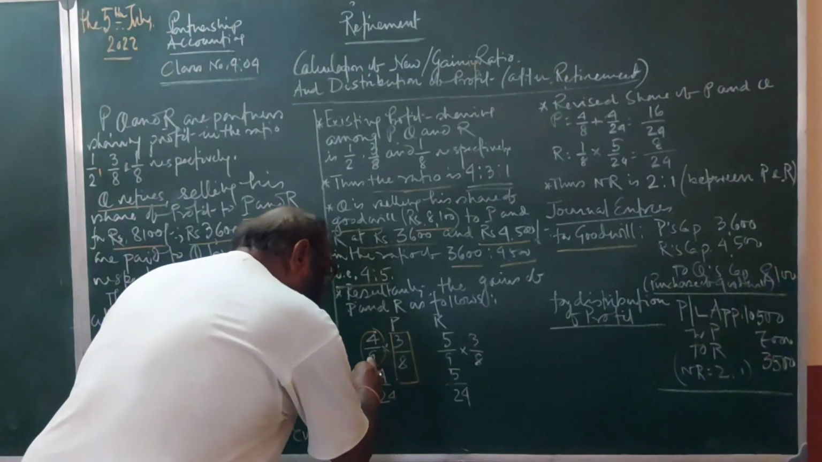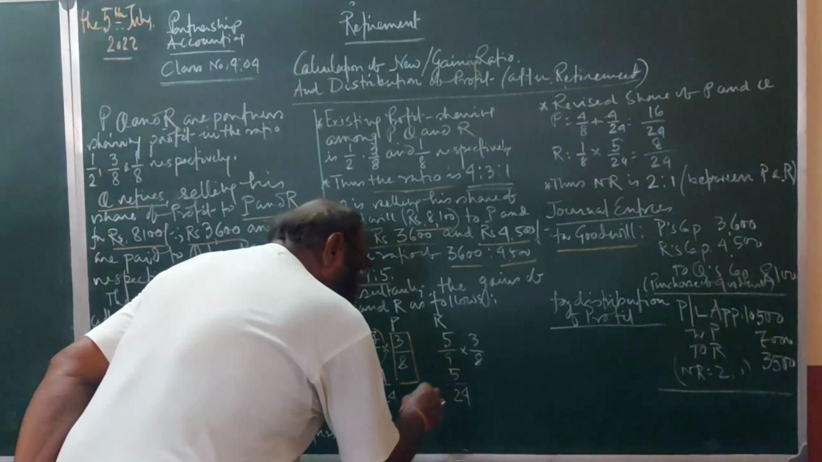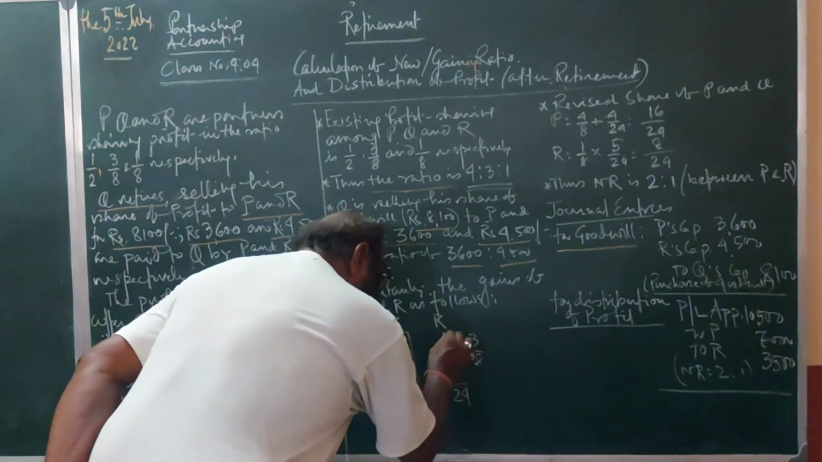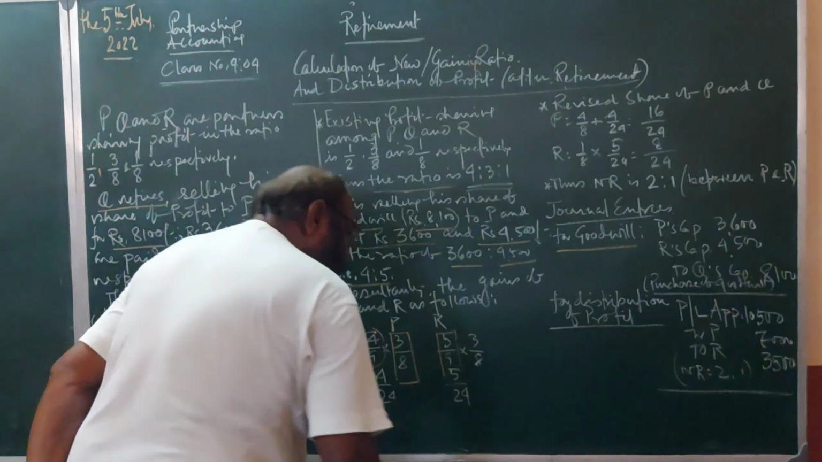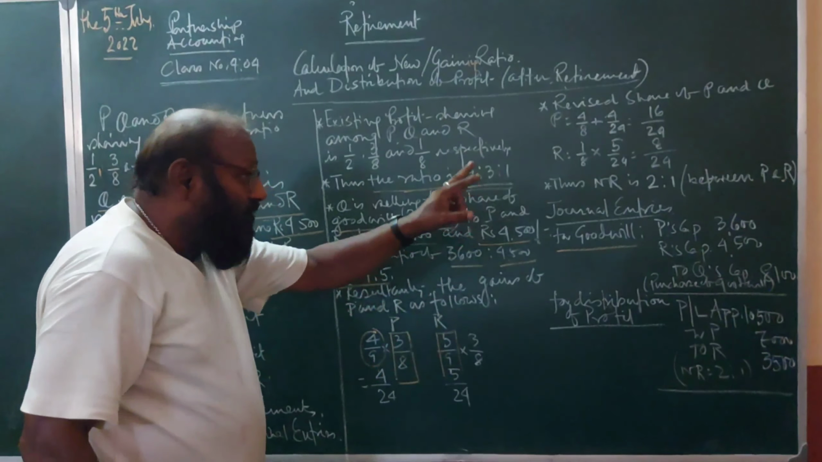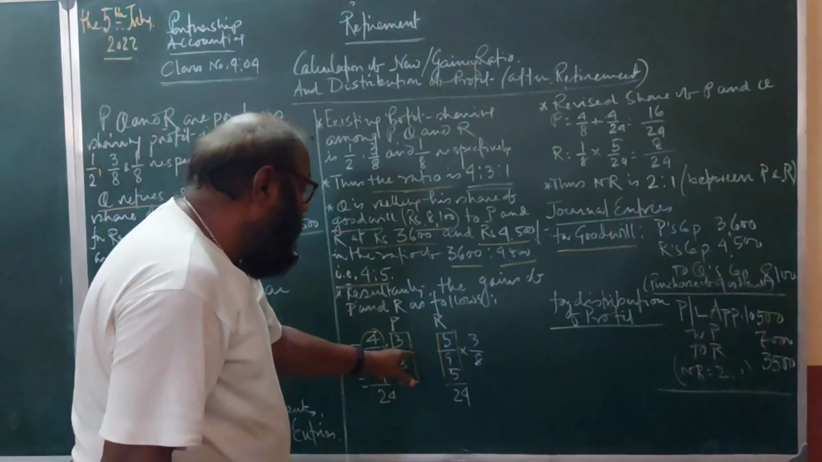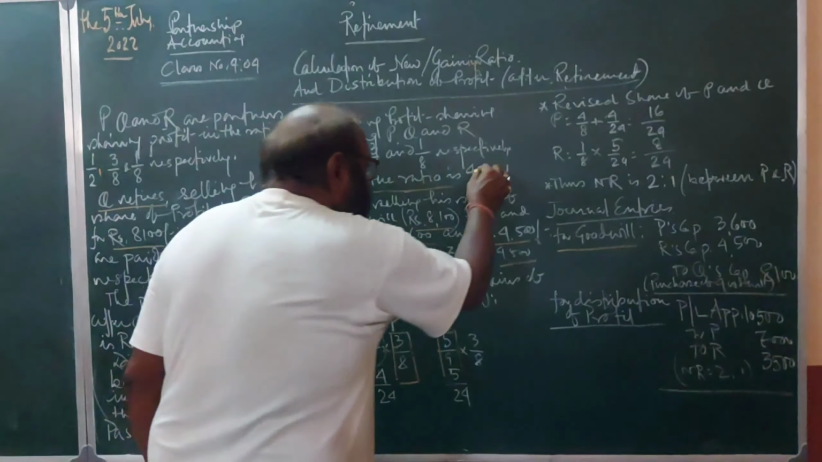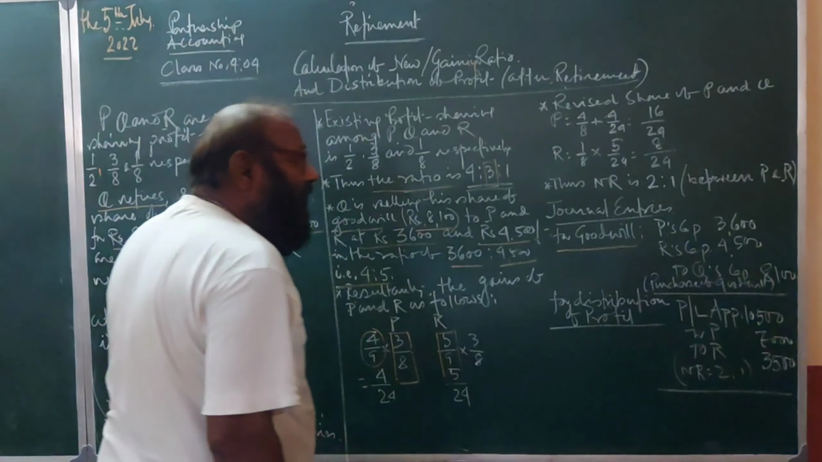Q, and R is purchasing in the ratio of 4/9 and 5/9, and P and R are buying at this rate. So, the share of Mr. Q is how much? 3/8. That you are getting over here from here. So, the share of Q is 3/8.